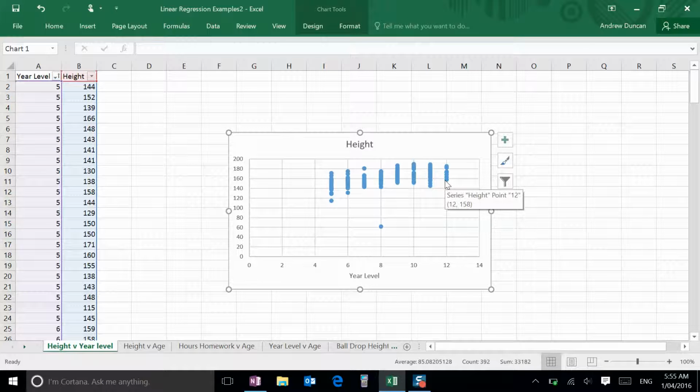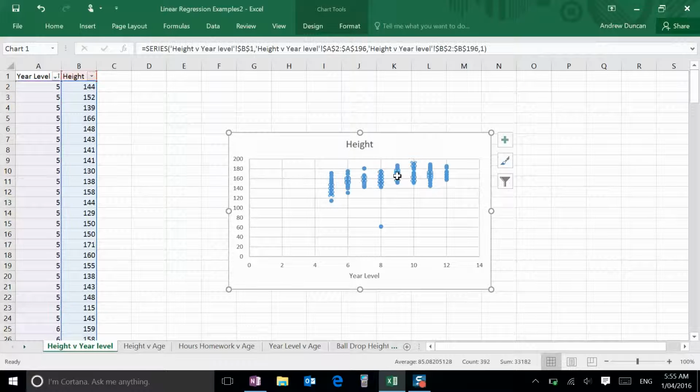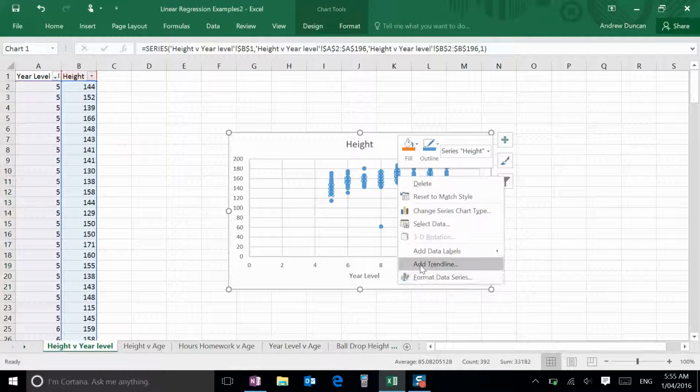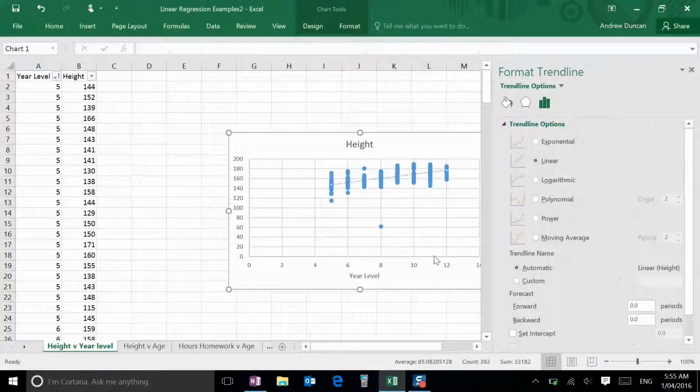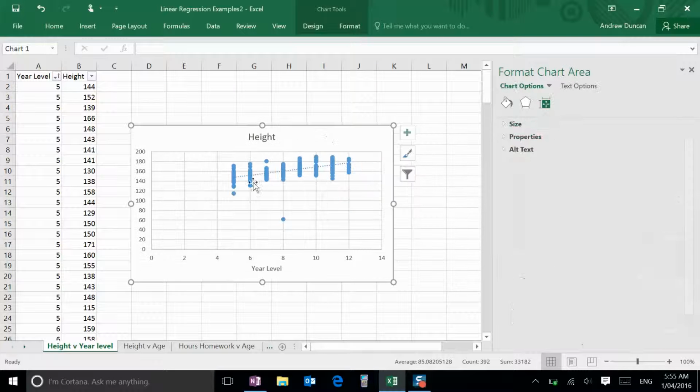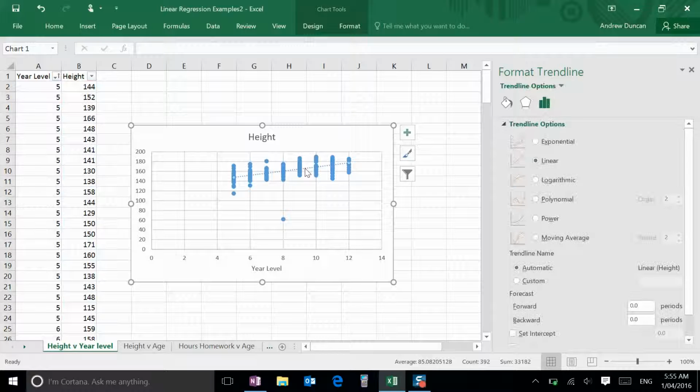I think it's a linear relationship. I think each year you get older, you're going to increase in height by the same amount. That's my theory, so I'm going to test my theory. I'm going to click on these data points, right click it and add a trend line. I'm going to attempt to add a linear trend line. So that dotted line is my trend line. That's my line of best fit using ordinary least squares.